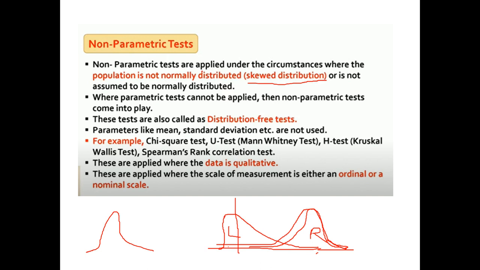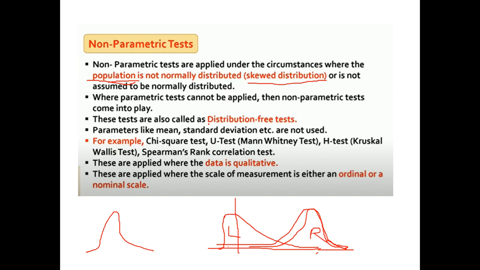So non-parametric is used when you are aware that the population data you are talking about is not normally distributed, or is assumed not to be normally distributed. And otherwise, when you are not sure and we cannot apply parametric, you just directly go for non-parametric. These tests are distribution free also. You can assume that this data is distributed in some other non-normal way, some other distribution, and then you can try to fit that distribution also.